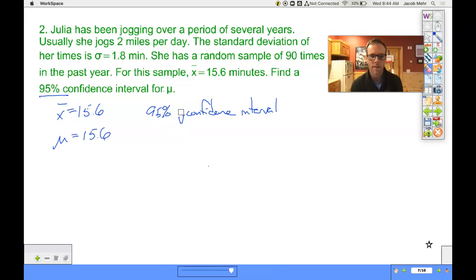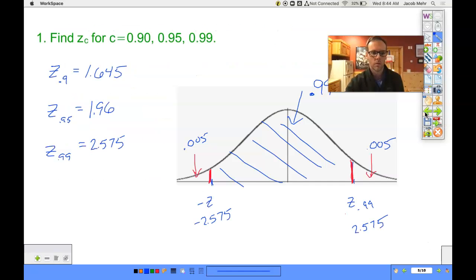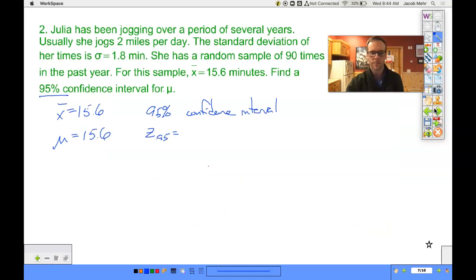Okay. So one of the things we need to know is the critical value for a 95% confidence interval. We already have that. We did that not too long ago. Right here, that's 1.96. Excellent. Okay, what else do we need? Okay, so we're estimating mu to be 15.6. But now we need to find the error. What's that error to create our confidence interval?